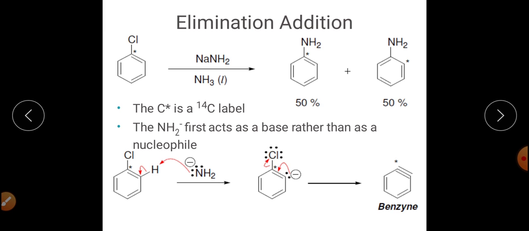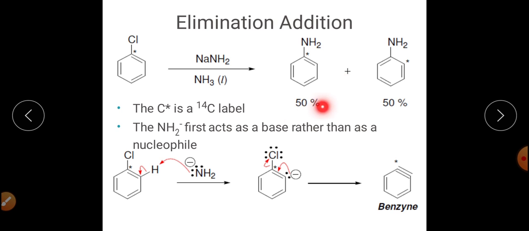evidences about this mechanism, the first evidence that proves this reaction is proceeding with the formation of benzyne is the isotopic labeling experiment, in which this is the carbon which is isotopically labeled, and when this chlorobenzene is subjected to react with sodamide in presence of liquid ammonia, there is a 50% chance of formation of this product, meaning the product in which the nucleophile is occupying that carbon which is isotopically labeled, and the 50% chance is that the nucleophile is occupying the adjacent position to the isotopically labeled carbon.